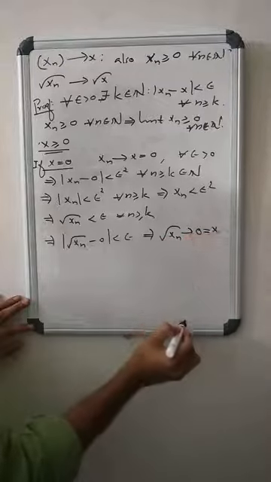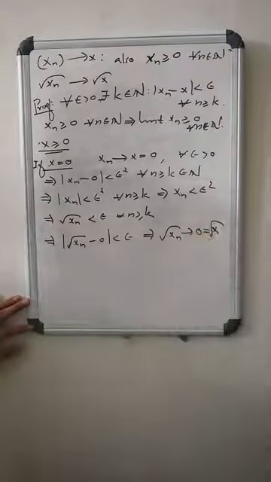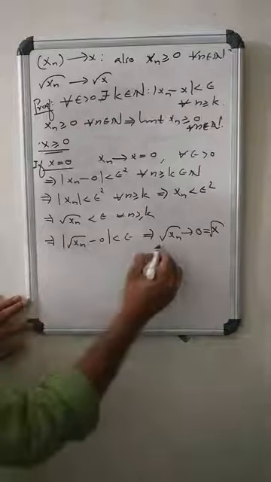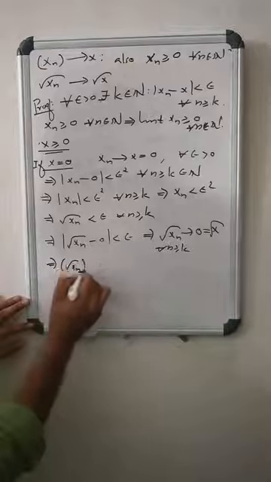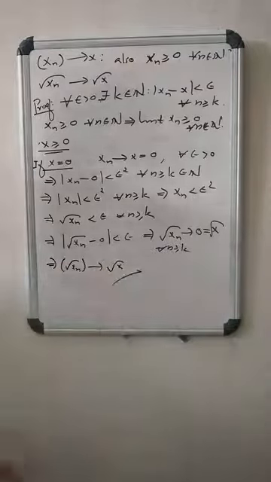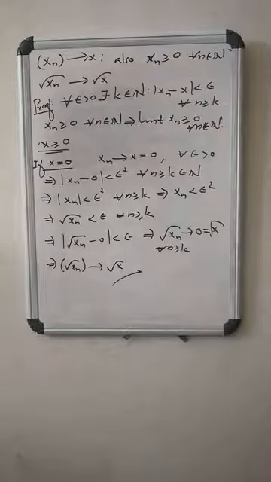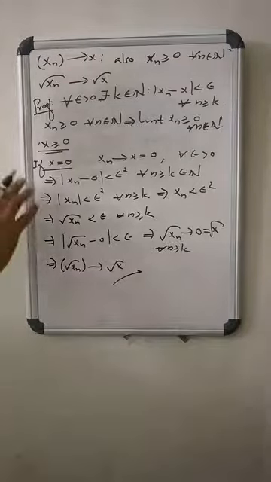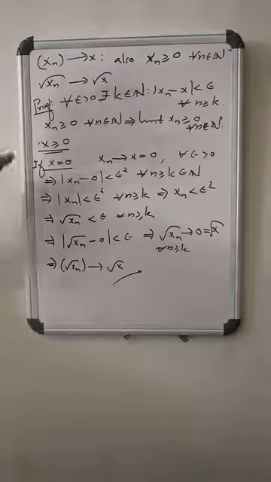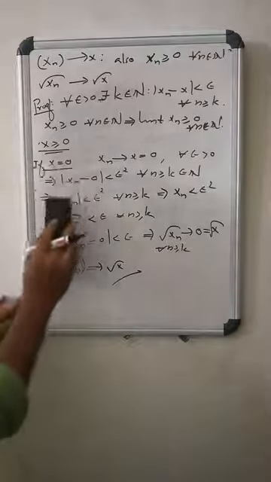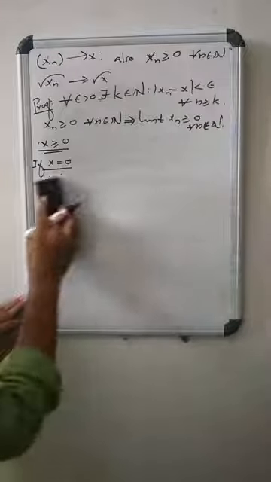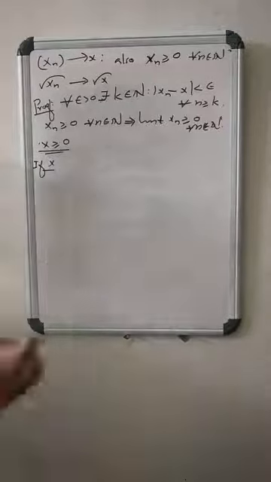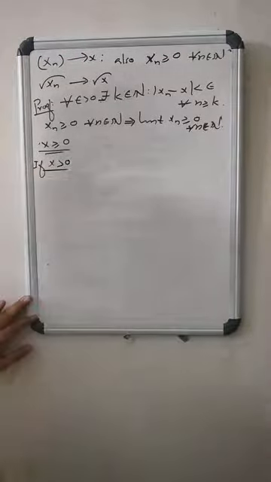What is 0? 0 means root x. When x equals 0, root x equals 0. That implies root xn converges to root x. When the sequence xn converges to x, then root xn converges to root x when x equals 0. There exists another case. Suppose x is positive. Come to the second possibility: x is greater than 0.